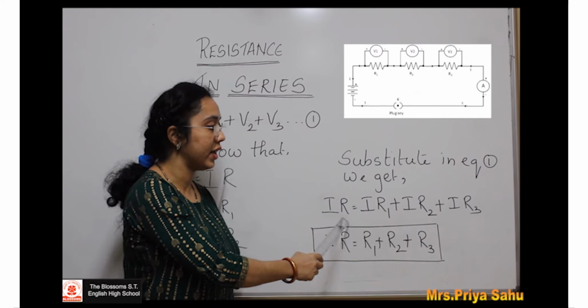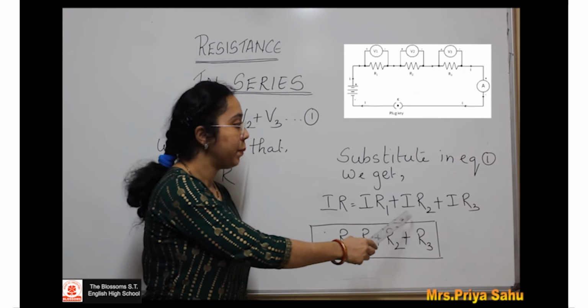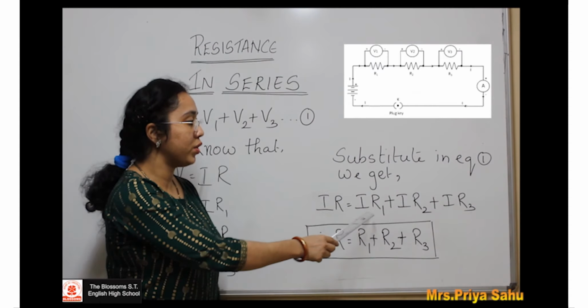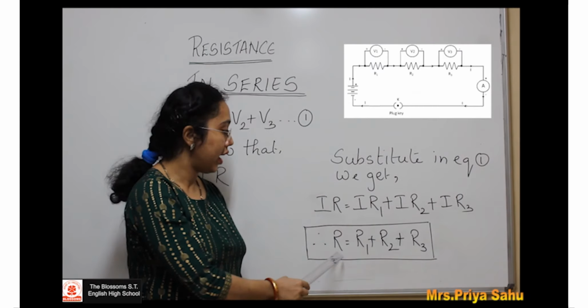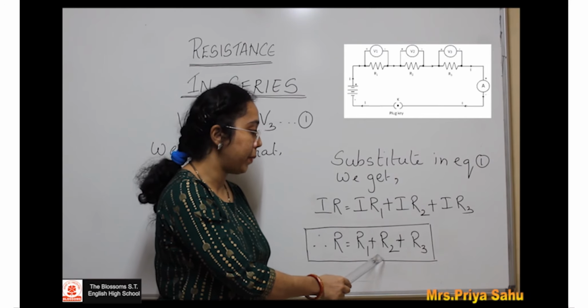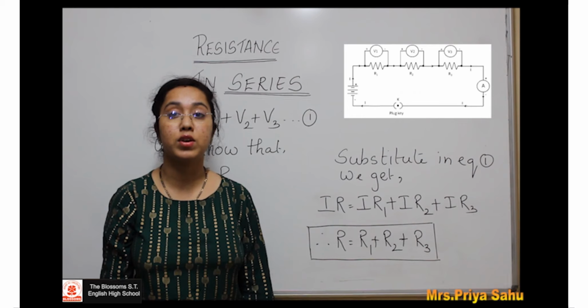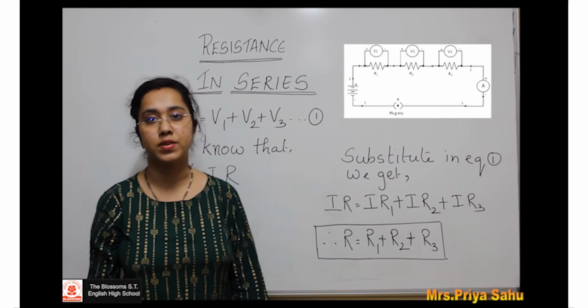We get I R equals I R1 plus I R2 plus I R3. Therefore, divide both the sides by I. We get R equals R1 plus R2 plus R3. It means the total resistance will be equal to the sum of the individual resistors. In series resistance, we already know that the same current flows throughout the circuit. So if any one bulb is fused or removed, then other bulbs are affected. Just see, if you remove any one bulb, then others are affected.